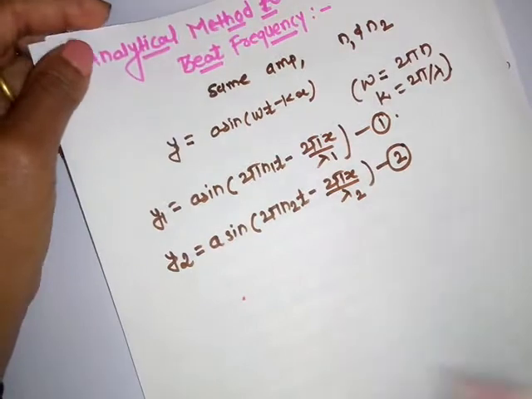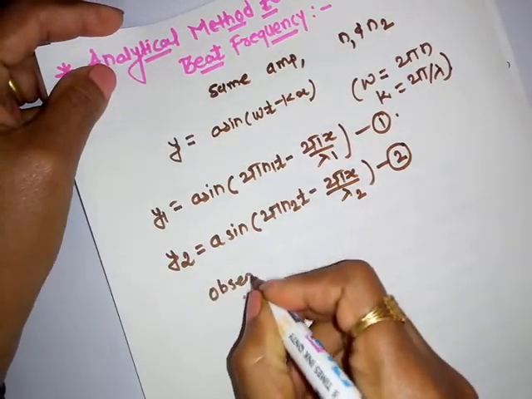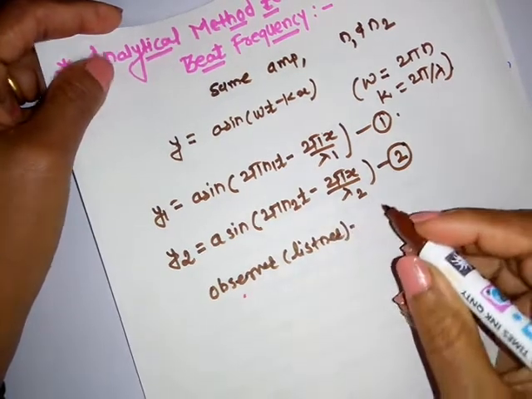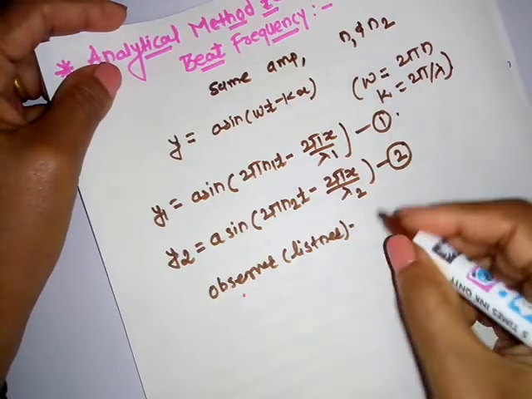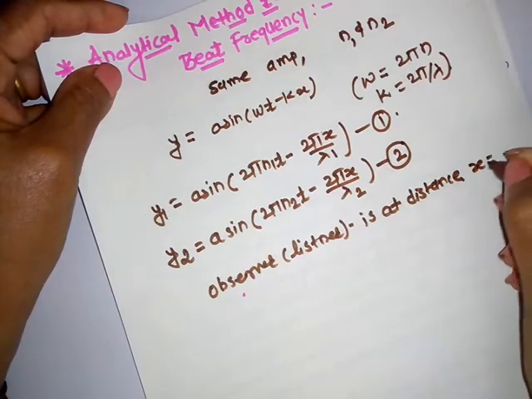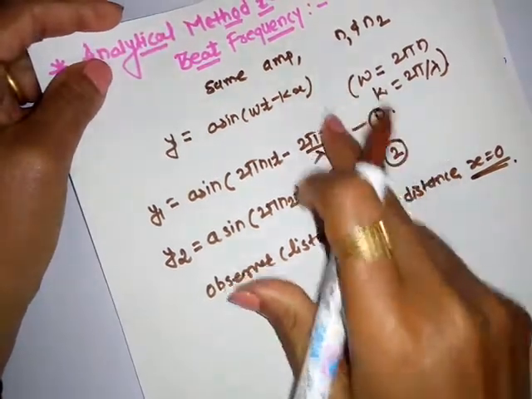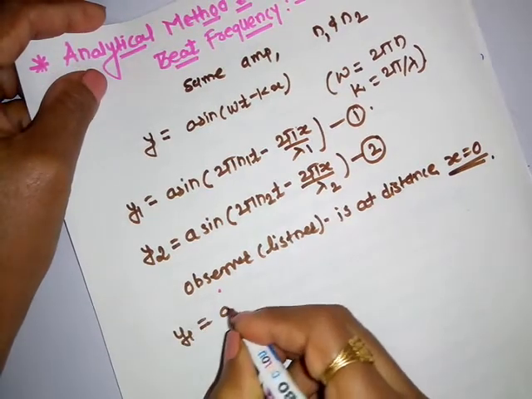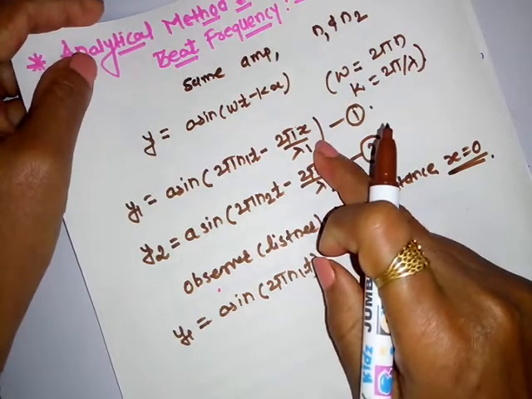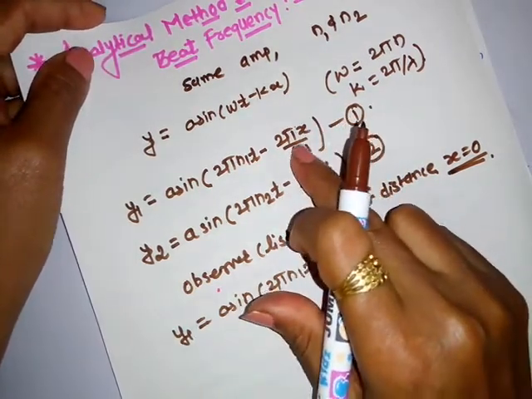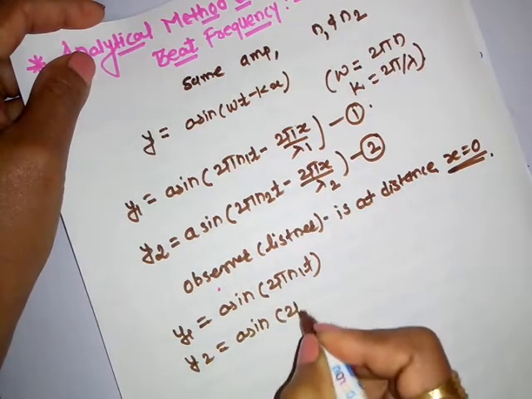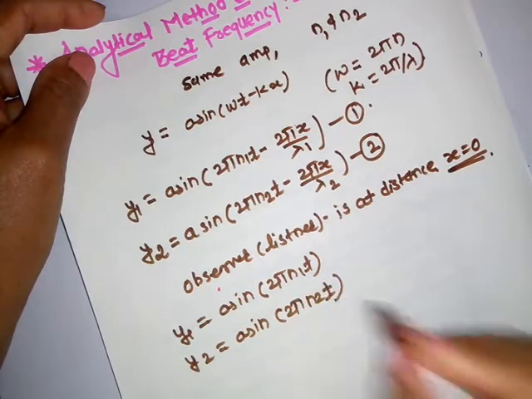Now for simplicity, we consider an observer or listener, who hears the sound after the superposition of these two waves, at a distance x equal to 0. Then the above equations become y1 is equal to a sin 2 pi n1 t, because x is 0, so this term will be neglected. Then y2 is equal to a sin 2 pi n2 t.